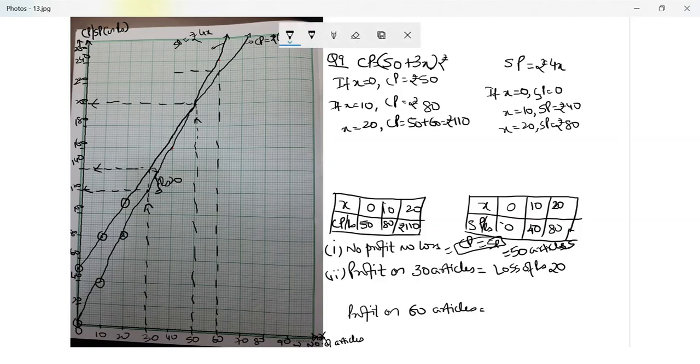The cost at this point is 230. Perfect. I will draw a dotted line from here and it reaches here. This point is 230. And let me extend this to my selling price, and then I draw a dotted line onto the y-axis. This is 240. I put an arrow here, so my profit here is this much, which is rupees 10. 240 minus 230, so profit on 60 articles is rupees 10.